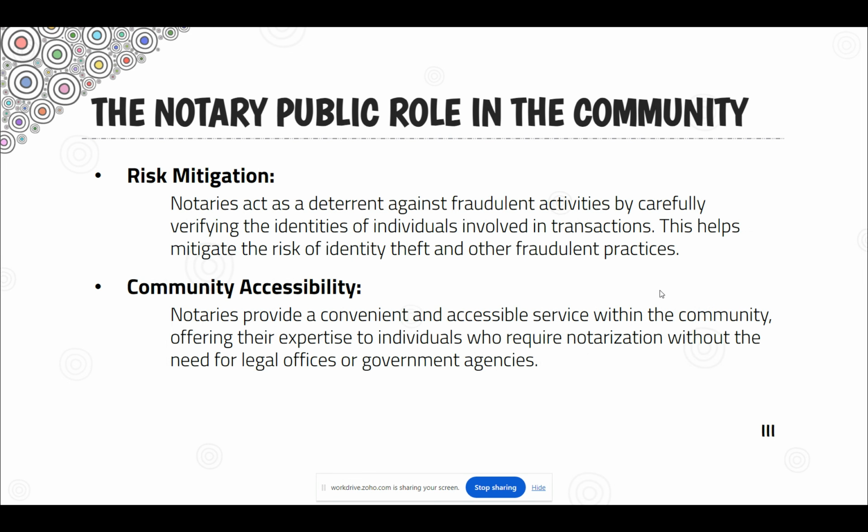Risk mitigation. Notaries act as a deterrent against fraudulent activities by carefully verifying the identities of individuals involved in transactions. This helps mitigate the risk of identity theft and other fraudulent practices. Community accessibility. Notaries provide a convenient and accessible service within the community, offering their expertise to individuals who require notarization without the need for legal offices or government agencies.